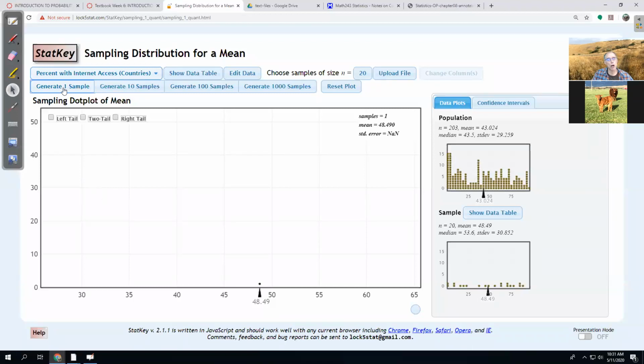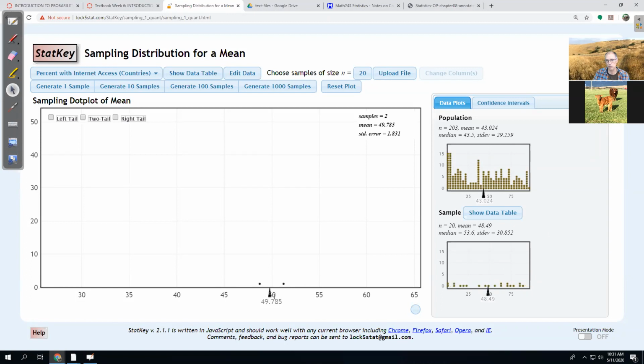If I do another random sample from this population, and it's just a simple random sample, remember we did that way back in week 1, I'm going to generate another sample. And I guess it ended up here. If you click on that sample, it'll show you its sample distribution. Here I have a population distribution of 203 countries. Here I have a sample of 20 of those countries, and here's the distribution. Here's the other one. If I click on it, you'll see it change shape slightly.